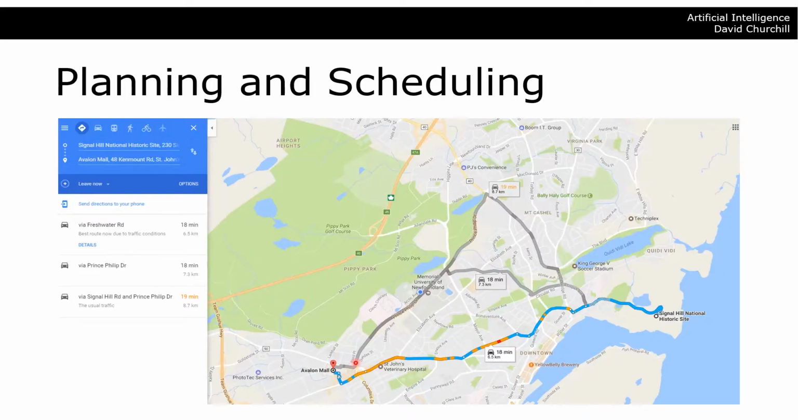First, let's look at the area of planning and scheduling. This is one of the oldest areas of artificial intelligence, and has been around since the 1950s and 1960s. In planning and scheduling, we try and develop algorithms and techniques for solving problems, such as here in Google Maps, where we're trying to find the shortest path, say, from the Avalon Mall to Signal Hill. So in the Google Maps application, behind the scenes, they're using planning and scheduling algorithms to determine these shortest paths.